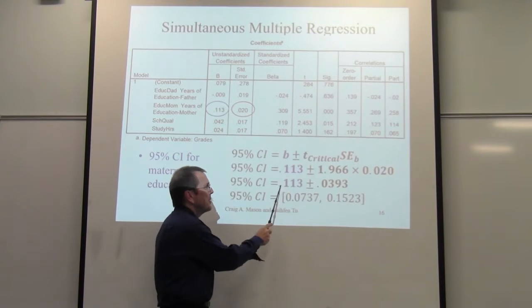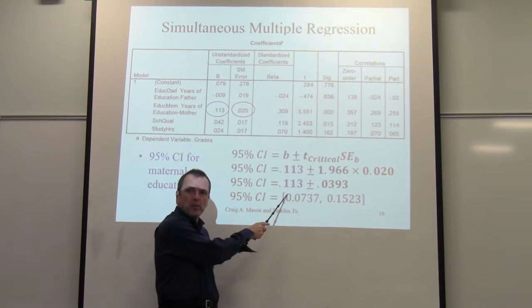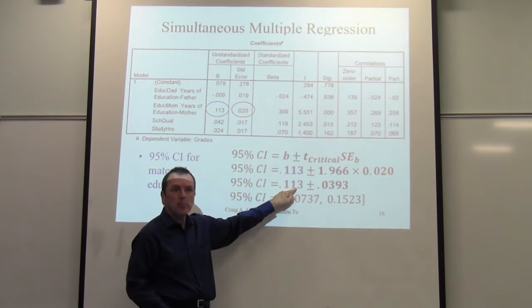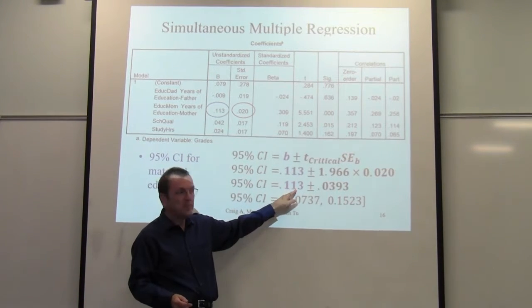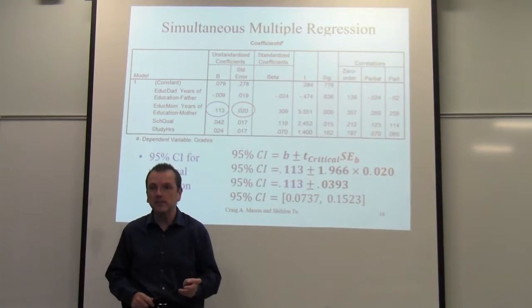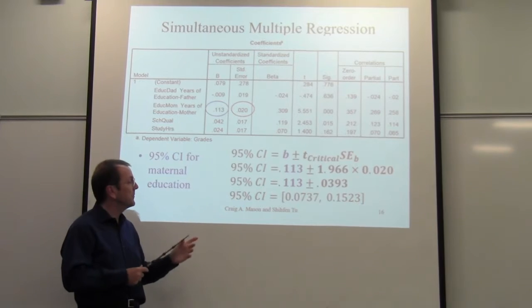Yes. This is a point estimate. The 0.113 is a point estimate. That's saying this is exactly what I predict, even though we know it's probably wrong. This is an indicator of how precise we think that point estimate is.